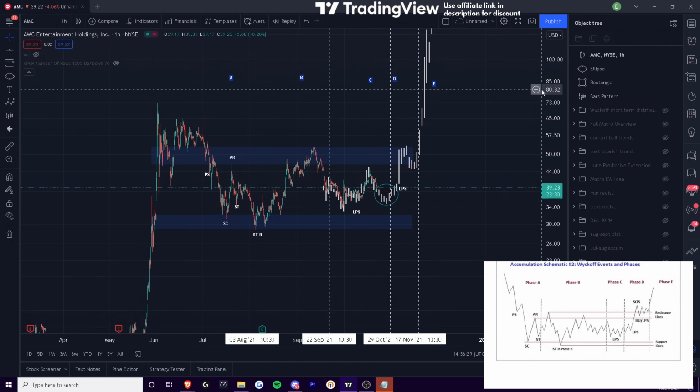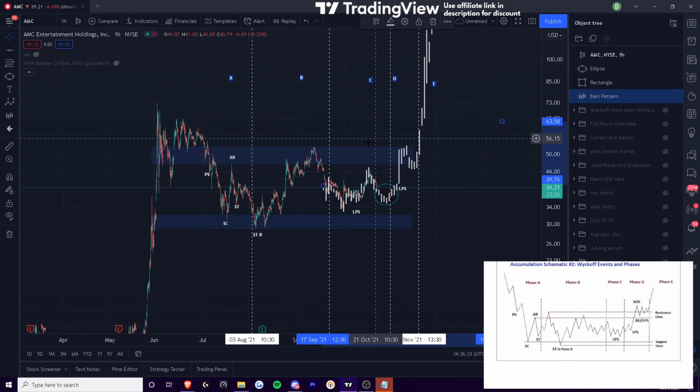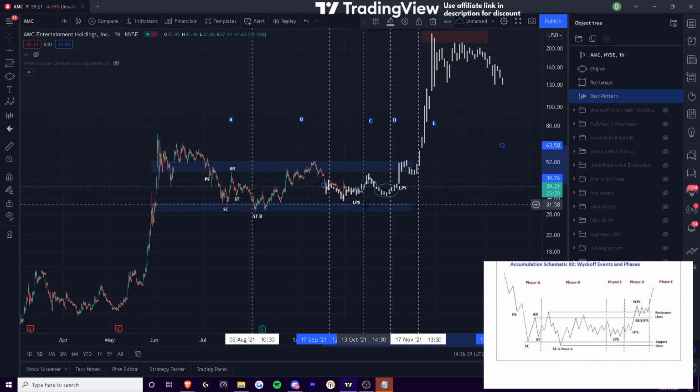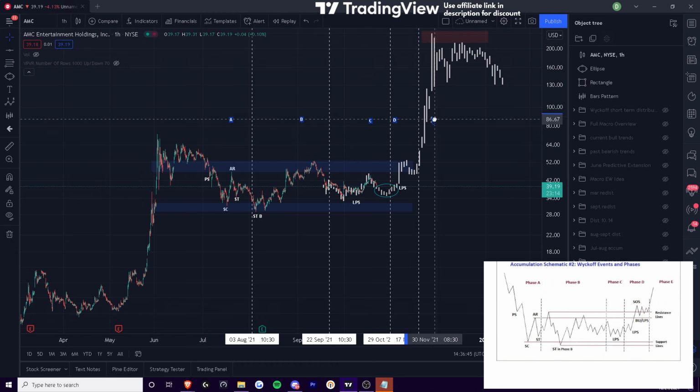The reason that it works is because institutions will program their algorithms to do this to stocks or assets that they want to accumulate, so that they can manipulate people out of their positions and accumulate more of it before they cause it to go into a more distributive phase.